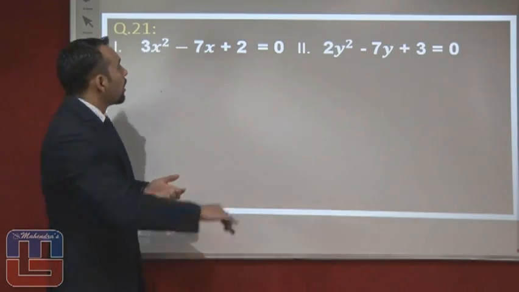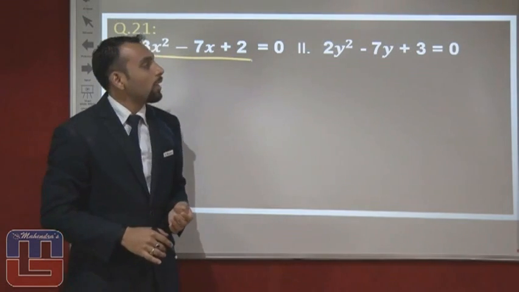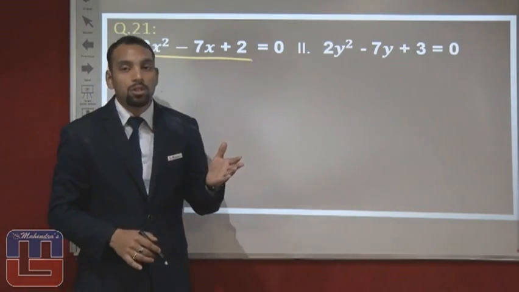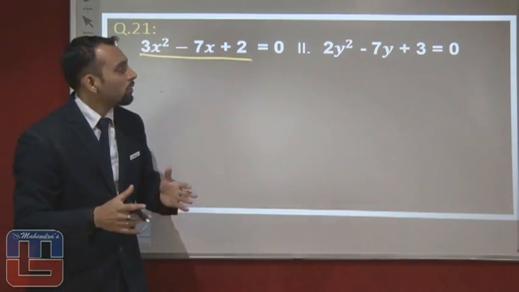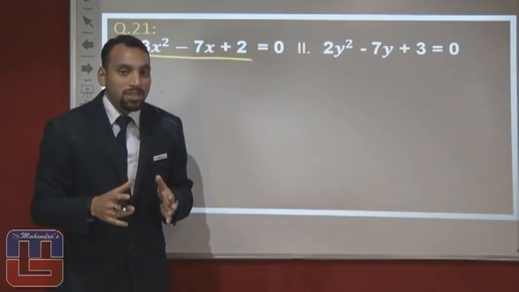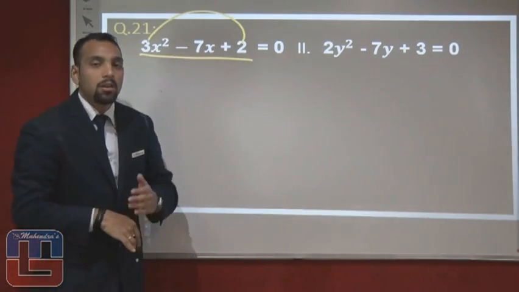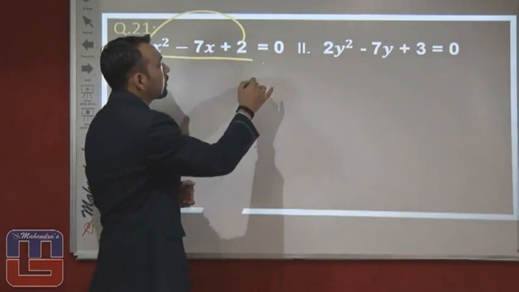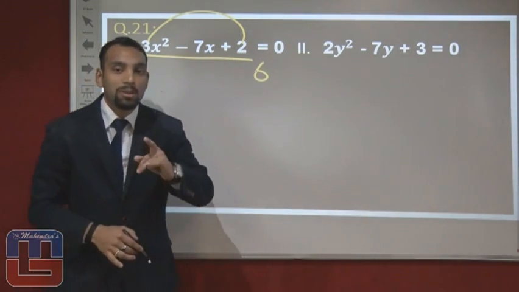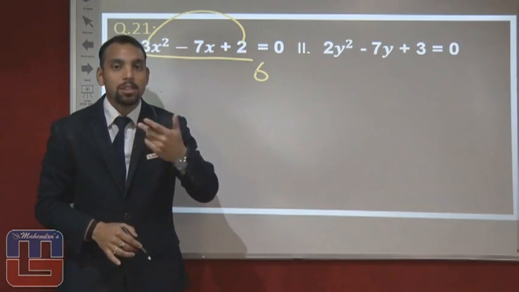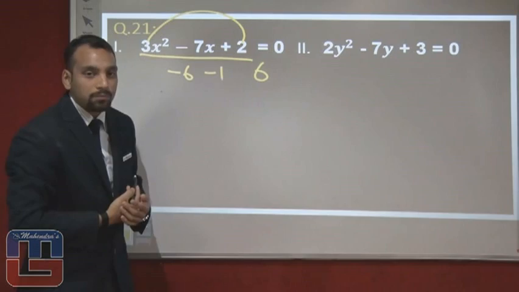So now see this question. 3x square minus 7x plus 2 is equal to 0 and 2y square minus 7y plus 3 equal to 0. How we have to solve? Now you will tell me. On the same process we have discussed, first we have to multiply this 2 by 3. What we will get? We will get 6. Now here it is minus 7, so numbers will be 6 and 1, 6 plus 1 is 7. So here we get minus 6 minus 1.